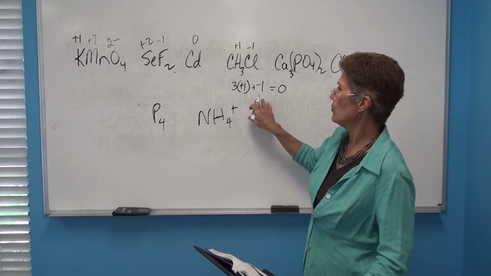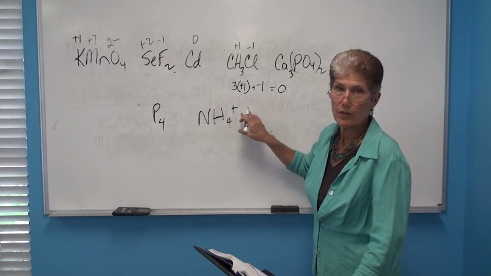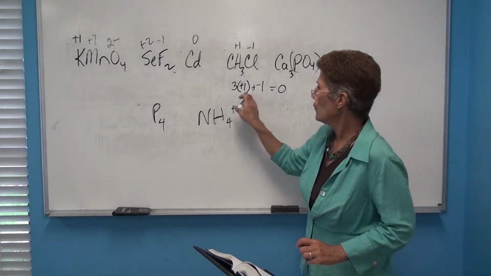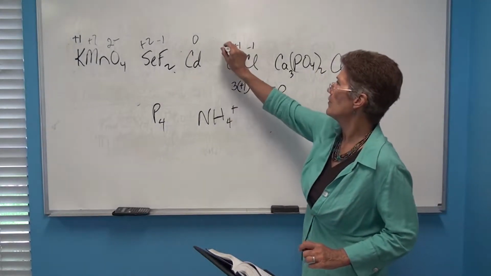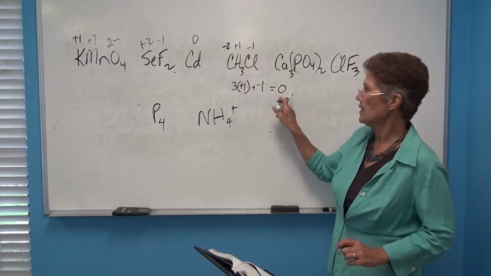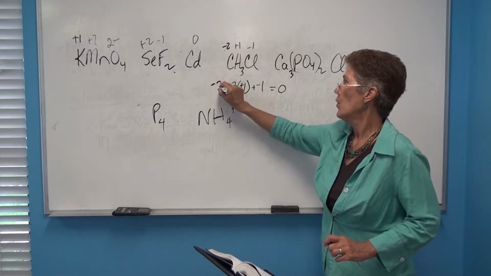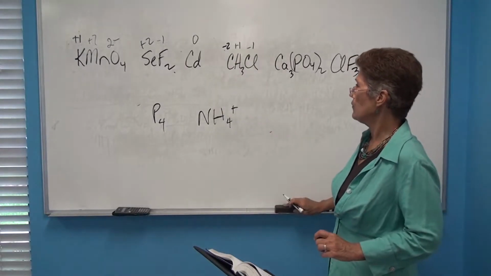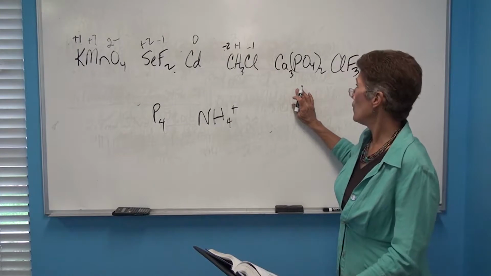So to make this true, carbon would have to be -2 because we have +3, so we need a -3 to get to our 0. So that would make our statement true. So carbon would have to be -2. Let's do this one.